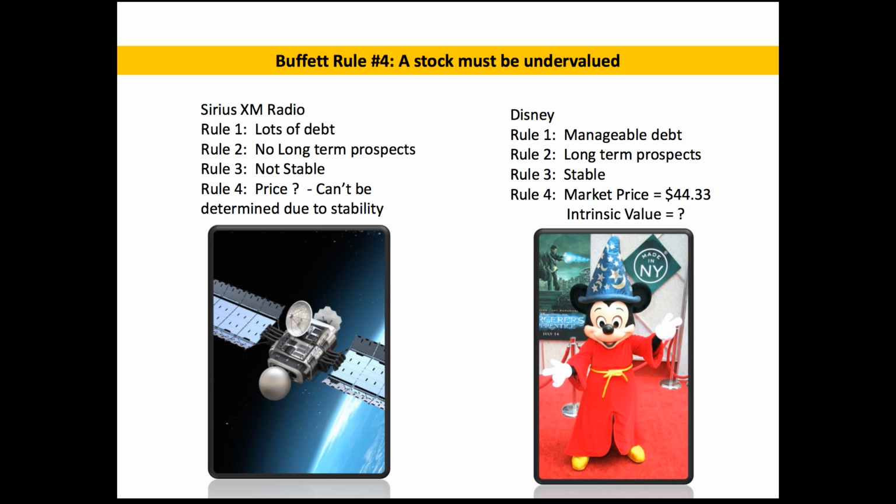With respect to Disney on the first rule, we looked at their debt, and it was manageable through all the last 10 years, and the forecast looked like it was going to be more of the same. With respect to the second rule for XM Radio, we briefly talked about how we don't anticipate that having long-term prospects in 20 or 30 years from now, whereas for Disney, we do see long-term prospects. Then the third rule for XM Radio, the numbers were not stable. That book value was all over the place. The debt to equity was all over the place. And with Disney, we saw a very stable company and something that was very predictable.